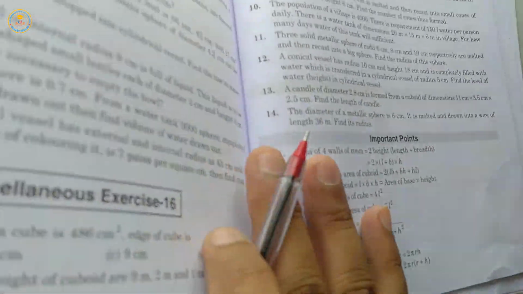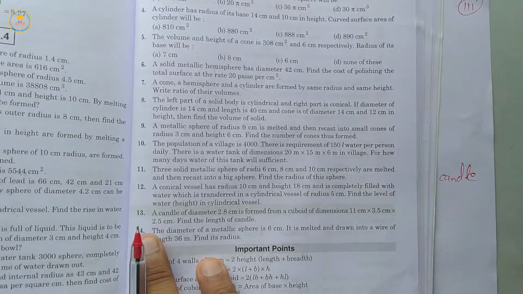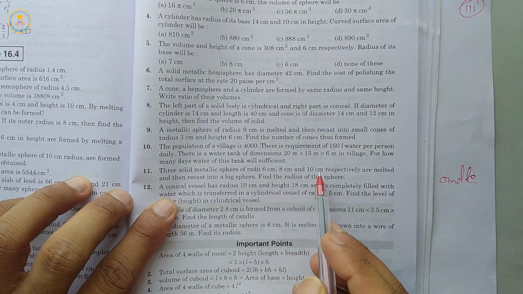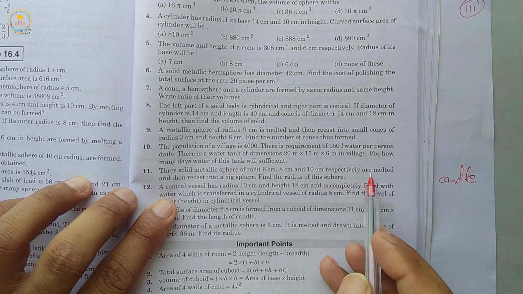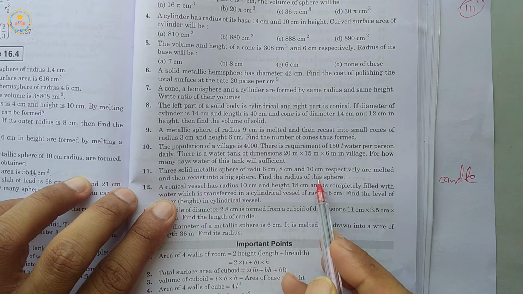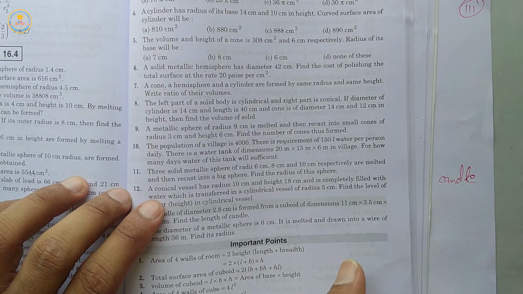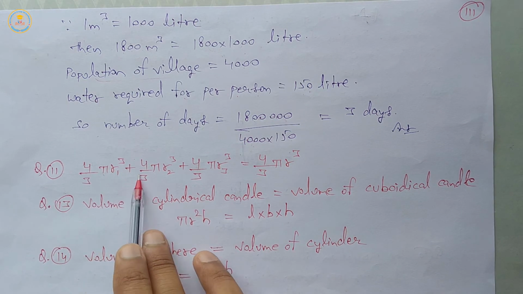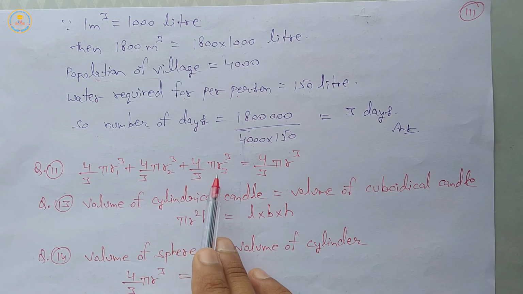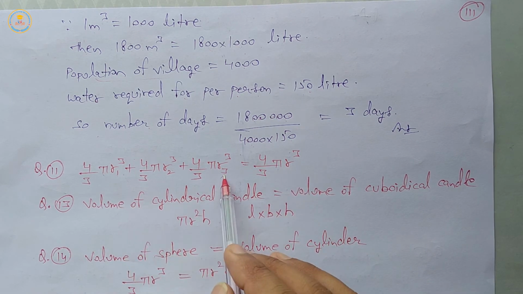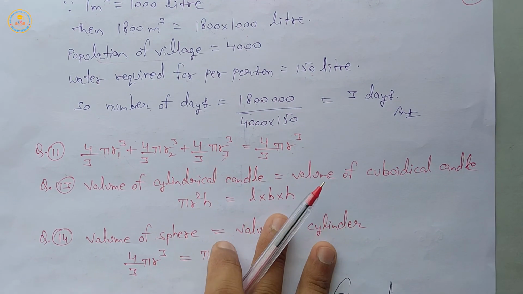According to the question, 3 solid metallic spheres of radius 6 cm, 8 cm and 10 cm respectively are melted and then recast into a big sphere. Find the radius of this sphere. According to the identity, 4 upon 3 pi r1 cube plus 4 upon 3 pi r2 cube plus 4 upon 3 pi r3 cube equals 4 upon 3 pi r cube. Solve out that part for the answer.